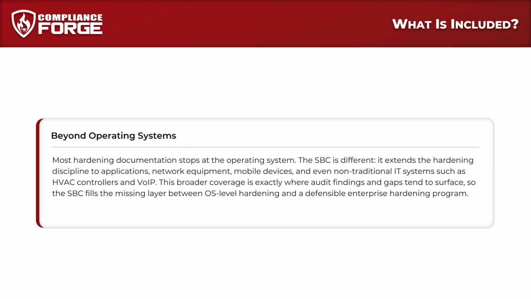Most hardening documentation stops at the operating system. The SBC is different. It extends the hardening discipline to applications, network equipment, mobile devices, and even non-traditional IT systems, such as HVAC controllers and voice over IP. This broader coverage is exactly where audit findings and gaps tend to surface, so the SBC fills the missing layer between OS-level hardening and a defensible enterprise hardening program.